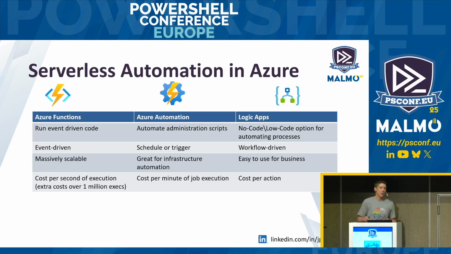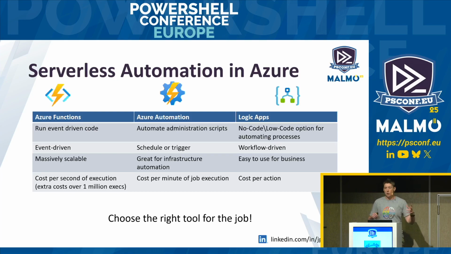The cost of all of these services is pretty cheap. Cost per second of execution for Azure Functions and cost per minute of job execution for Azure Automation. You have to be doing some pretty crazy stuff, like a ton of executions or long executions of code to really rack up any serious Azure spend here. And if you are running really long-running scripts, then maybe this isn't the right solution for you, right? It's all about choosing the right tool for the job. And all three of these are good options. Basically, when you come up with your scenario, think about which one of these is good for which thing, and then pick the right tool for the job.